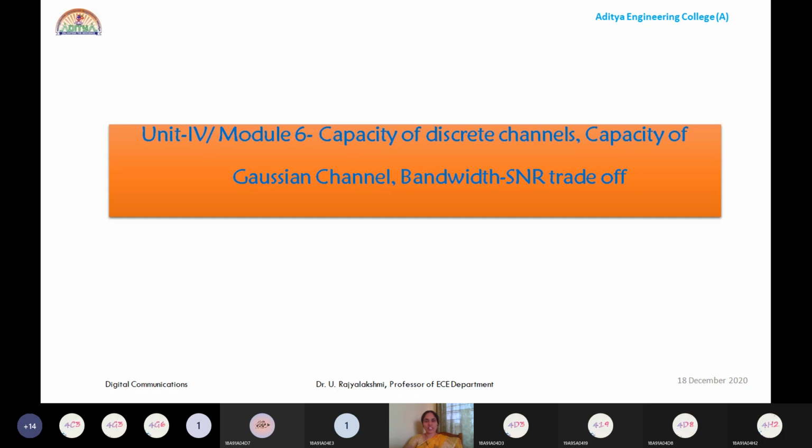Today we will discuss the capacity of various discrete channels. First, let us look at the basic explanation, or the basic definition, of channel capacity. Then we will continue with the calculation of channel capacity for various discrete channels, and one analog channel, that is the Gaussian channel. So the capacity of discrete channels will be evaluated first, and then we will evaluate the channel capacity of a Gaussian channel. And we'll discuss the bandwidth SNR trade-off in this module. This is the last module of your 4th chapter.